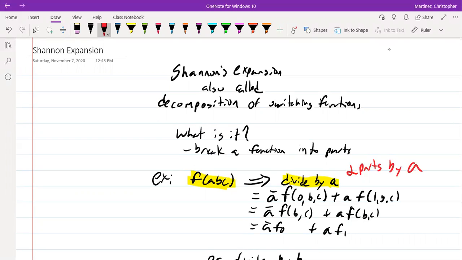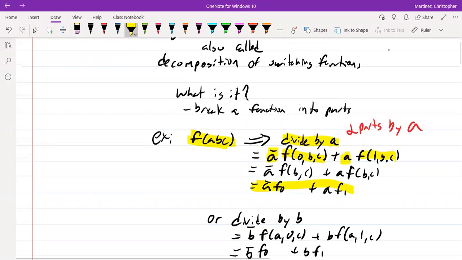To divide it into two parts with a, I take a bar, and I take a, and I'm dividing up the function a little bit. So I'm going to say, what would that function be if I substitute a 0 in for the a on the first part? And what would that function be if I substitute a 1 in for the first part? And what we're really trying to get down to is this final statement that says, I have an a bar of some function called f0, or an a of some function called f1. And we get to pick any of the three letters we want to do it.